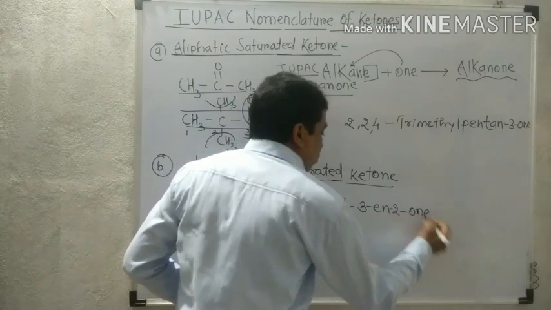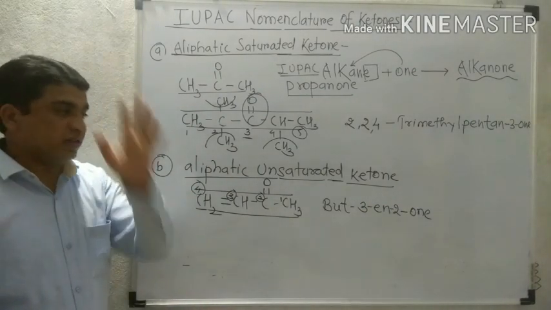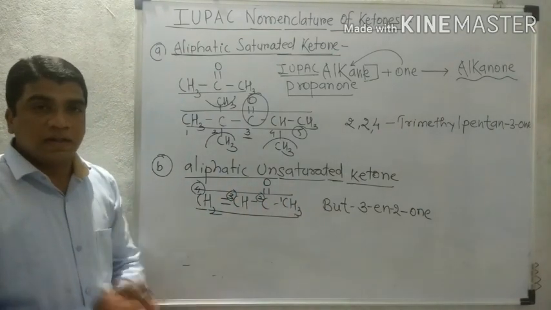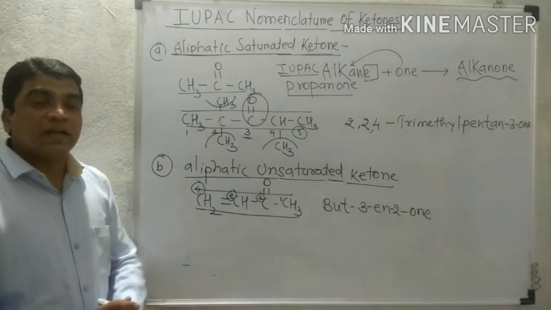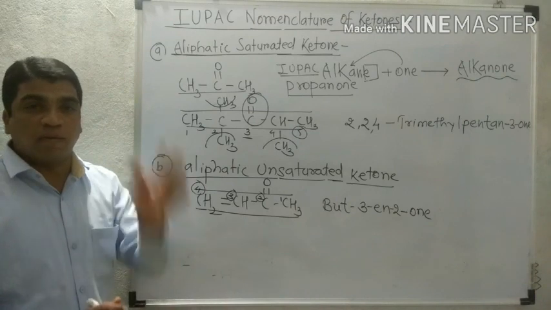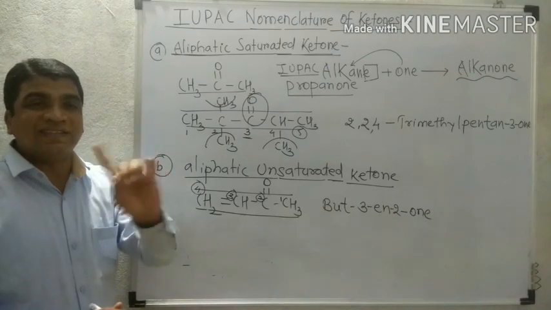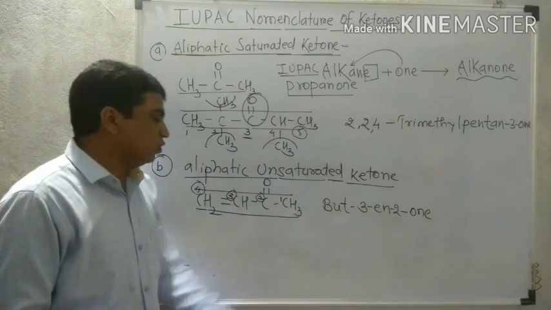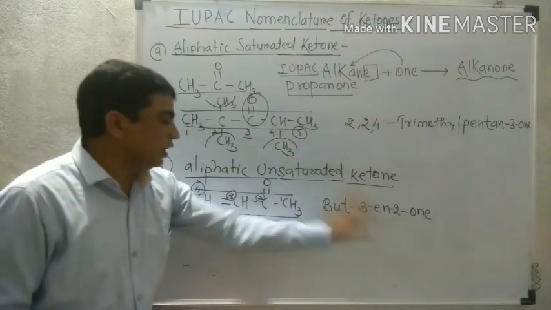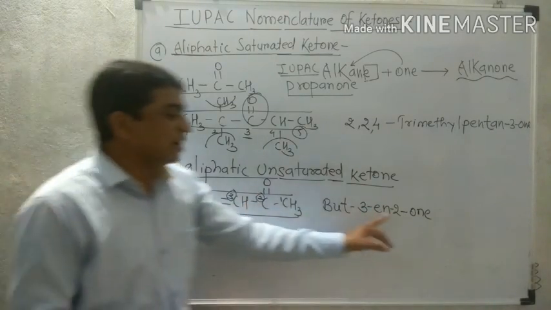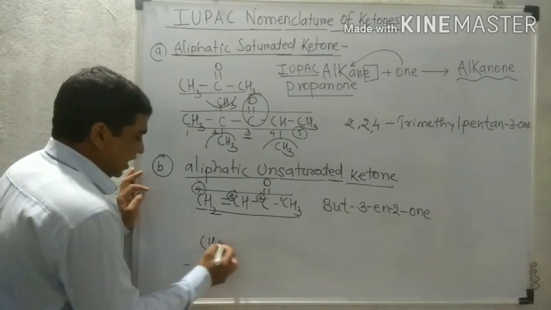And for the C=O, in the simple example, write the name of the parent structure first. If 4 carbons, but; 5 carbons, pent. Then number the carbon chain in such a way that the lowest possible number goes to the C=O. Here only the carbonyl group is considered for numbering, the double bond is not considered. Therefore, the position of the double bond is 3: but-3-en, the C=O is located at the second carbon, therefore 2, and for C=O we know that it is ONE.